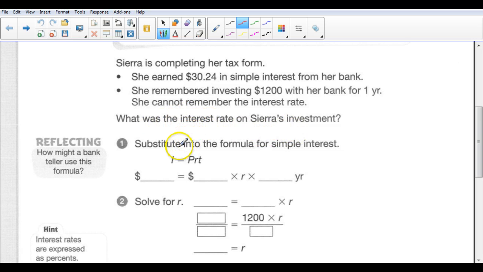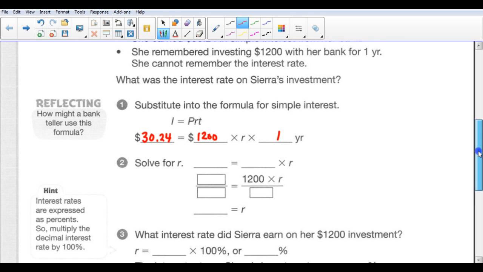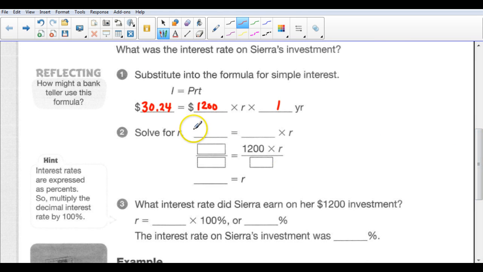Well, we start with the original formula, I is equal to PRT, and we just substitute in what we know. We know the interest. It says that she made $30.24, so let's put in $30.24. P is the original principal that she had. It's $1,200, so we're going to write in $1,200 here. Times the rate we don't know, so we're going to leave it as R, times how many years? Well, it says 1 year, so we're going to put the number 1 in here. Okay? Now we're going to solve for R.